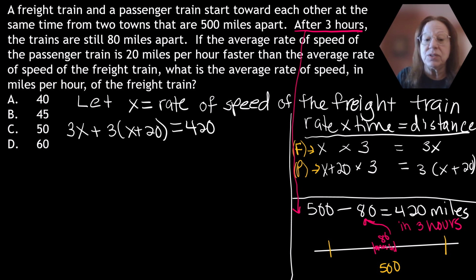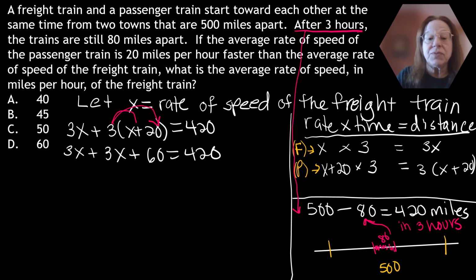So what we can do then is we can take the distance of the freight train, which is 3x, plus the distance of the passenger train, which is 3 times the quantity x plus 20, and add that to the total distance in 3 hours. Okay. And then we can solve for x.